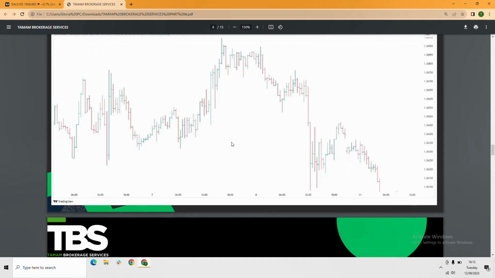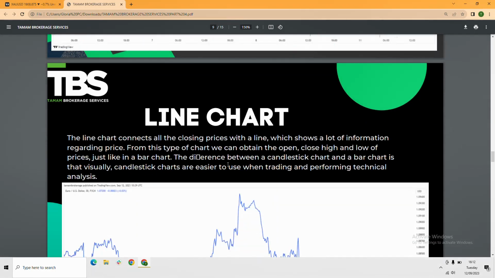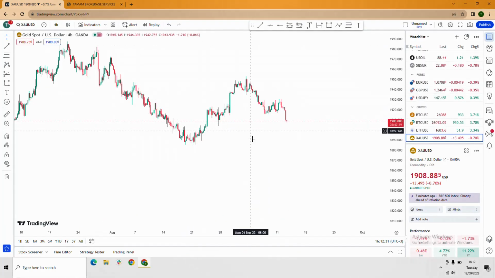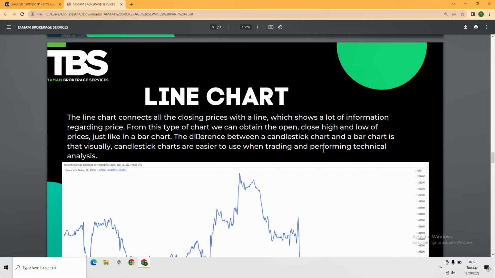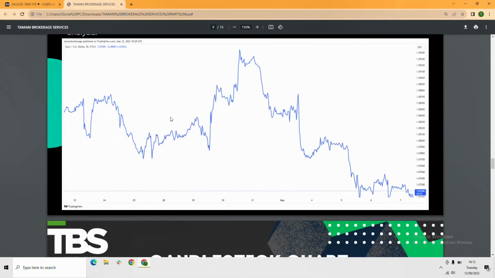Okay, so as we proceed, we get to look at a line chart. A line chart is actually a proper representation of key price points in price. But let's look at what it literally entails. The line chart connects all the closing prices with a line, which shows a lot of information regarding price. From this type of chart, we can note the open, close, high, and low prices, just like in a bar chart. The difference between a candlestick chart and a bar chart is that visually, candlestick charts are easier to use when trading and performing technical analysis. Okay, so this is now a representation of a line chart.